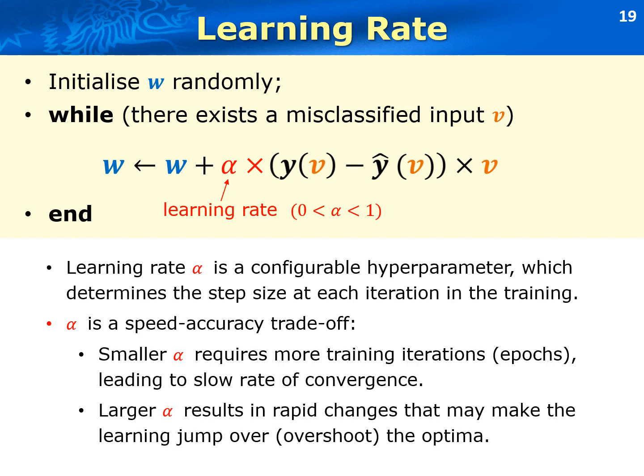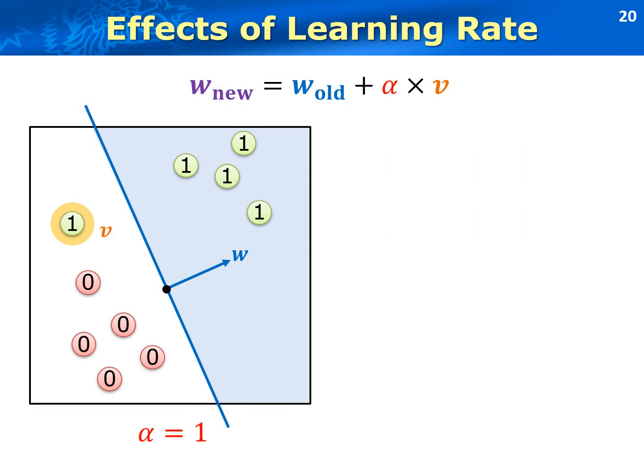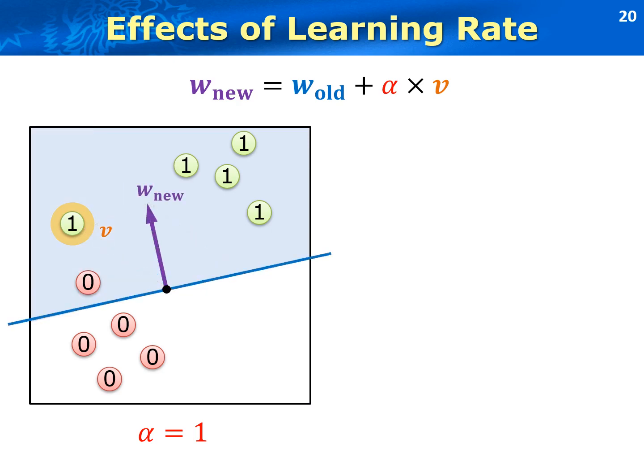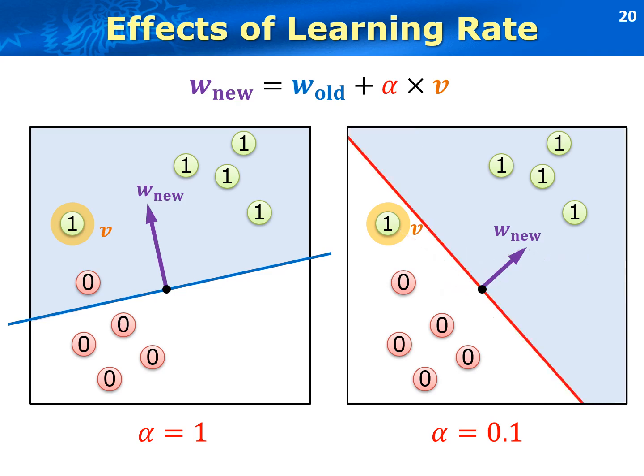Here is an example which shows the effect of different learning rate alpha. When alpha is set to 1, the step size becomes so large that it may make the learning jump over the optimal solution. Therefore, the blue region would rotate too much and include even the red point. In comparison, when alpha is set to 0.1, this will make the blue region rotate mildly by taking small steps, so that it would not include the red point.